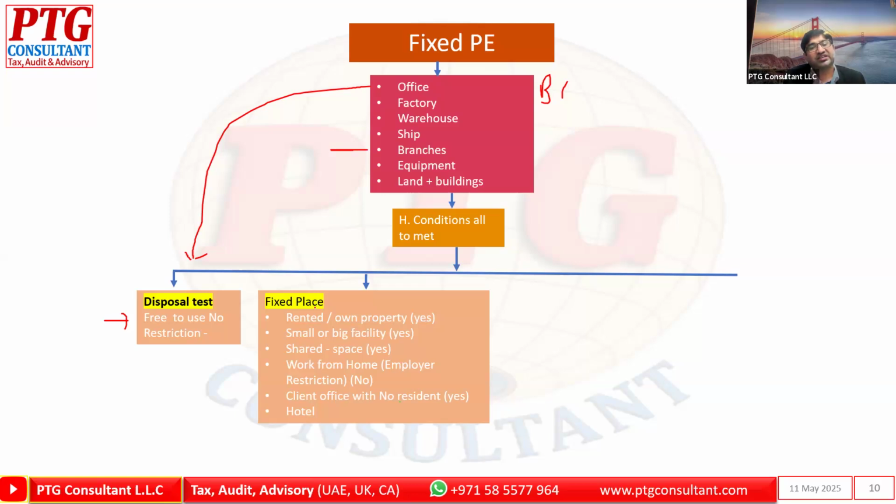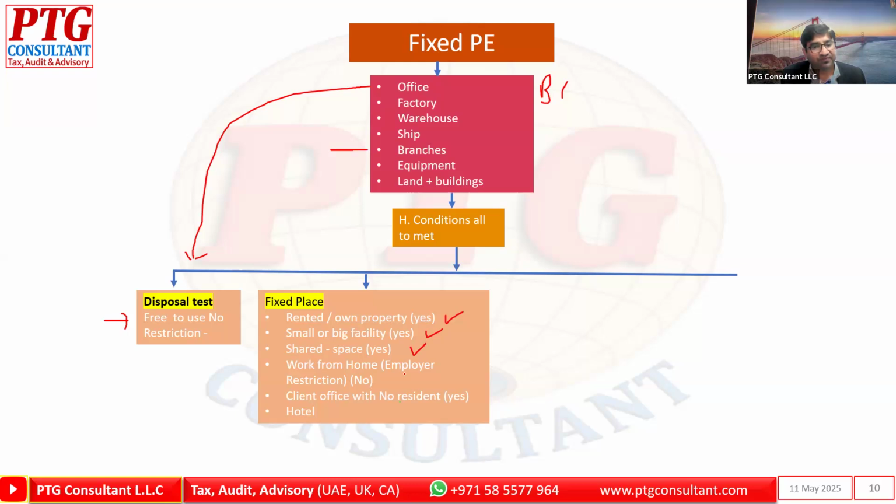Okay. Now the next is the fixed place. They're saying the office that you have, must this be under your ownership? They said no. It can be rented, it can be on property. It's not mandatory that you must own the office for it to come under fixed place PE. They said you can take it on rent also or on property also. Then small or big, they said it doesn't matter. You take the decision based on your requirement. It can be shared space. Yes, it can be shared space. Many business centers are there. They give you a small office for your work.